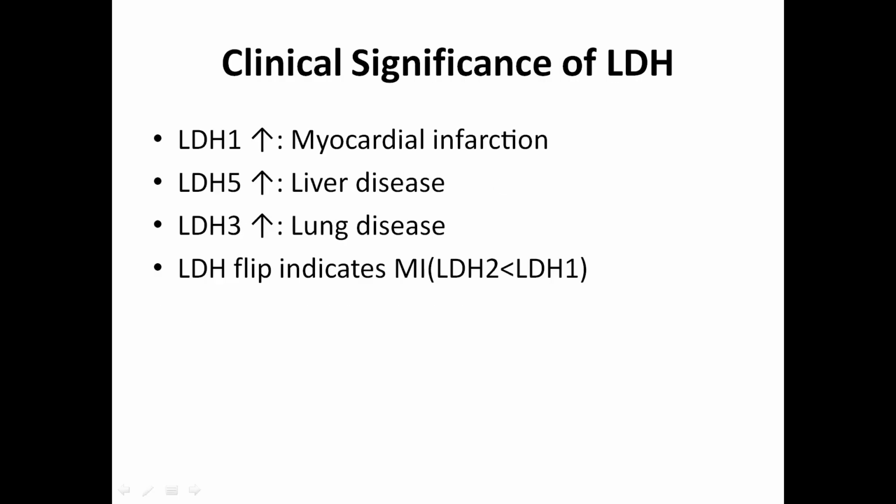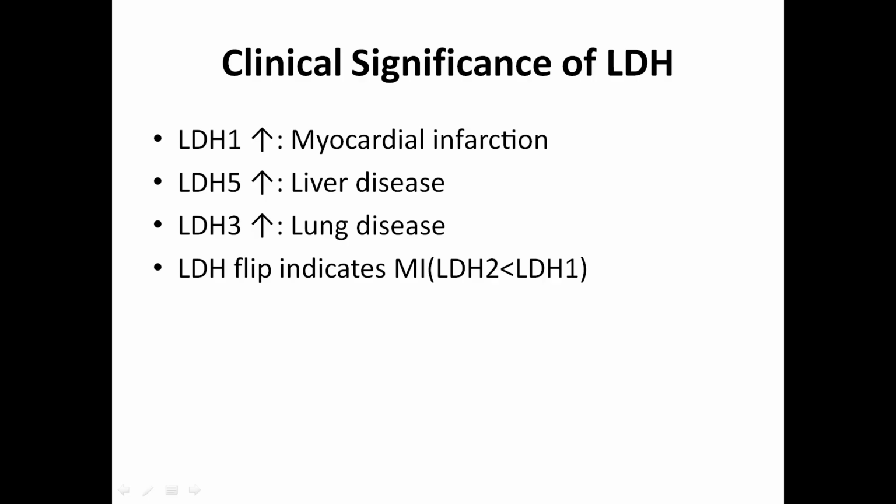What is the clinical significance? If LDH1 increases, it indicates myocardial infarction, because LDH1 is mainly found in the heart and red blood cells. Increased LDH5 indicates liver disease, because LDH5 is found in the liver and skeletal muscles. An increased level of LDH3 indicates lung disease, because LDH3 is found in the lungs.